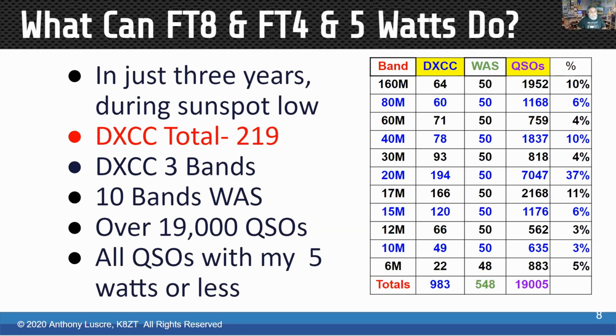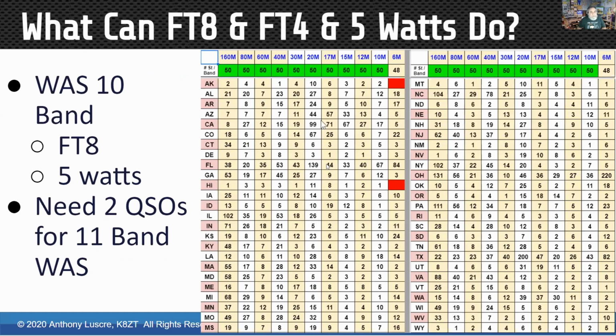In just 3 years during the sunspot low, my DXCC total with FT8 and FT4 is 219, and I got DXCC on 3 bands, 10 bands Worked All States, about 19,000 QSOs, and as I mentioned earlier, everything is 5 watts or less. Here's my Worked All States. I'm still looking for Alaska on 6 and Hawaii on 6 to finish up my 550 contact Worked All States, all bands.